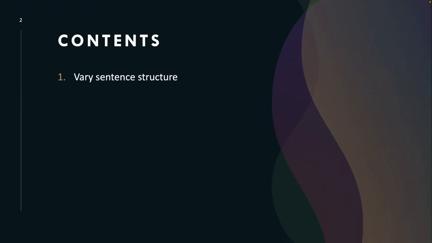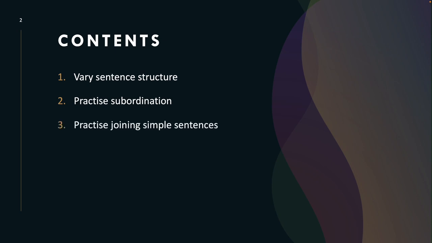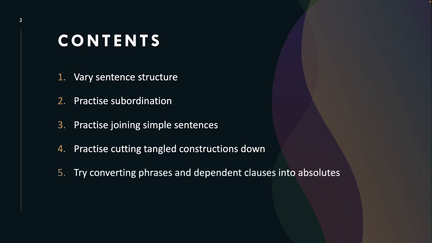First, let's take a look at the contents. Suggestion number 1: vary sentence structure. Suggestion number 2: practice subordination. Suggestion number 3: practice joining simple sentences. Number 4: practice cutting tangled constructions down. Number 5: try converting phrases and dependent clauses into absolutes. And number 6: vary your sentences. So let's get started with number 1.